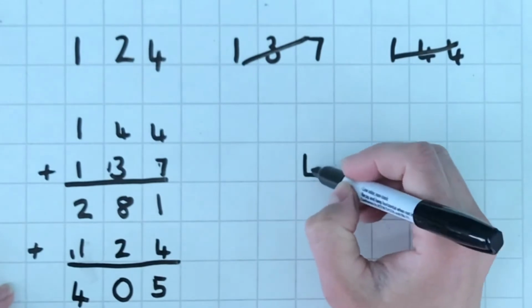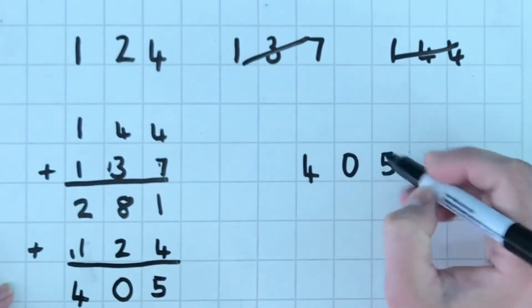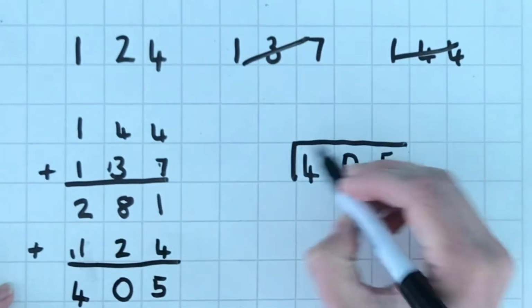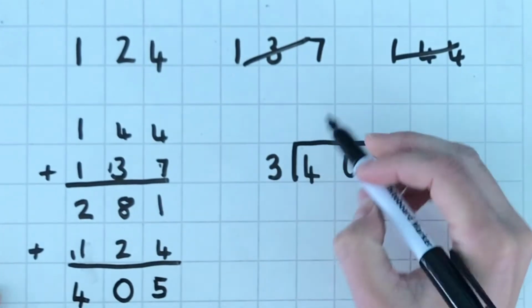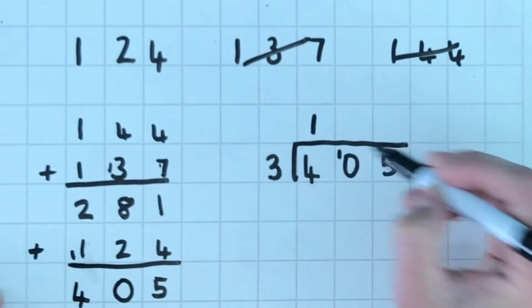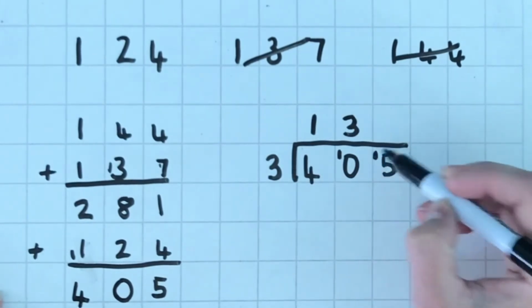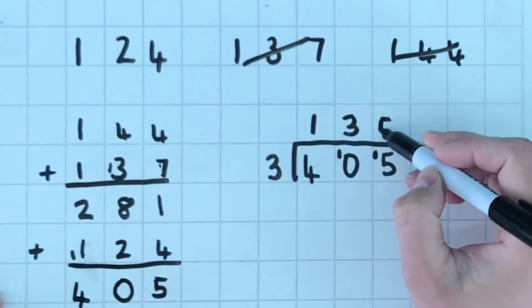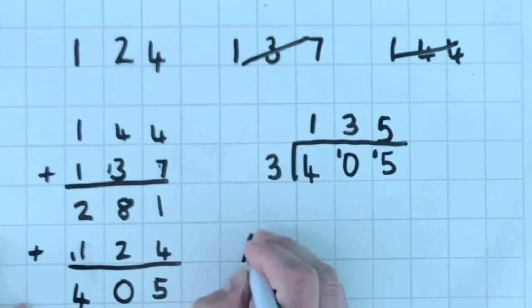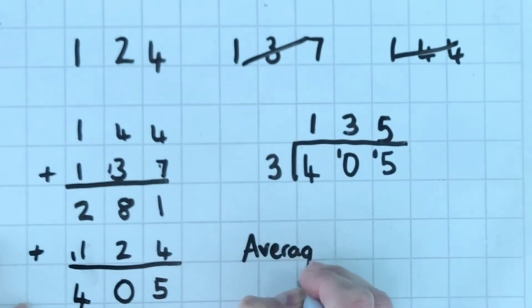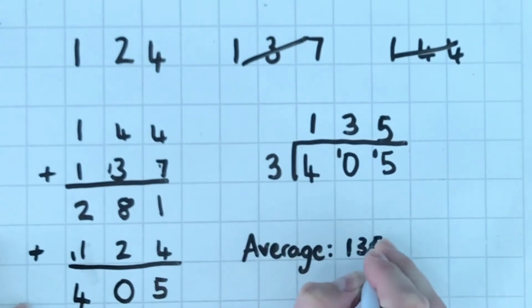Step number 2 is to divide that by how many numbers you've added. So you've added 3 numbers. Okay, so 4 divided by 3 is 1. Carry over 1. 10 divided by 3 is 3. Carry over 1. 15 divided by 3 is 5. So your average here for this set of numbers is 135.